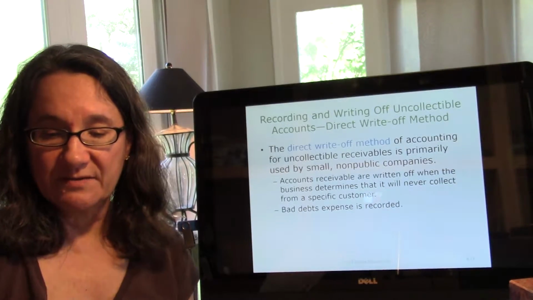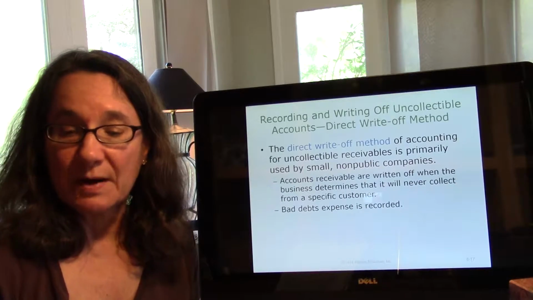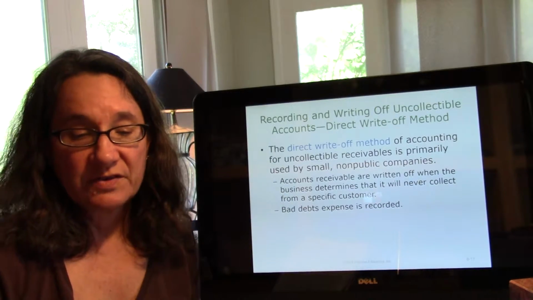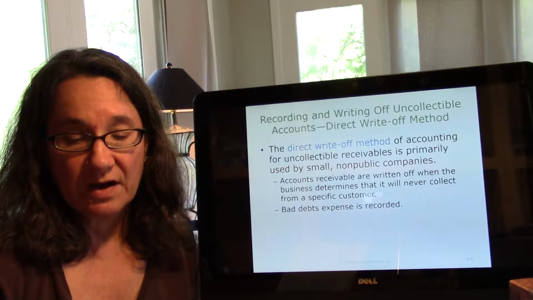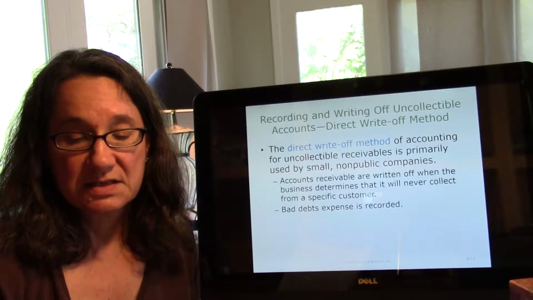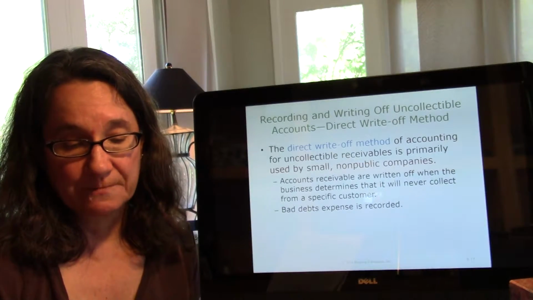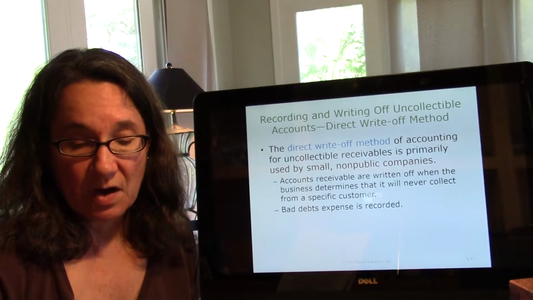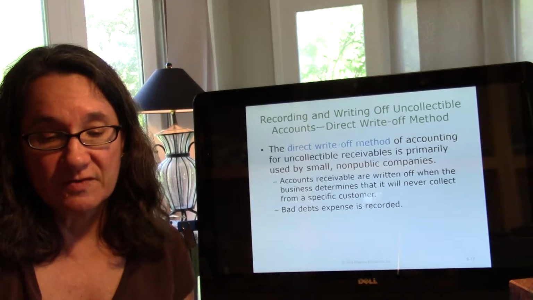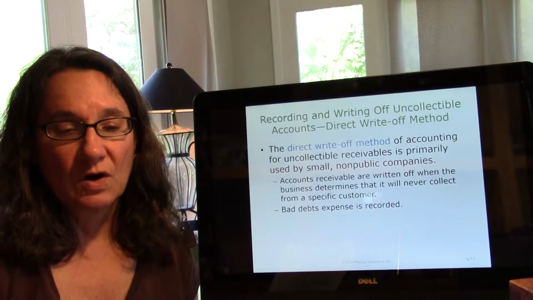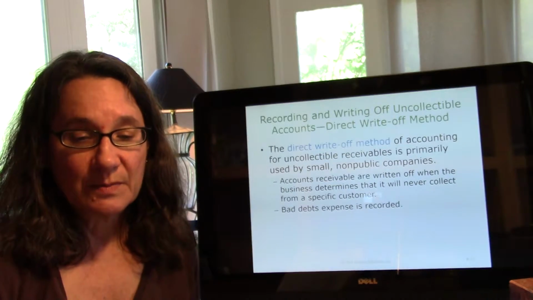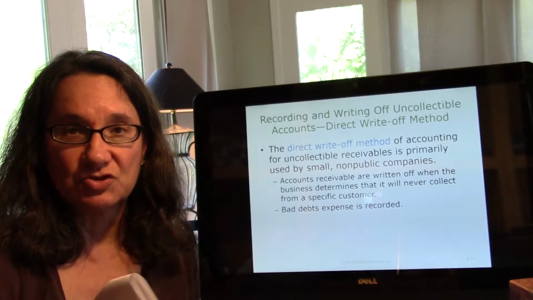The direct write-off method of accounting for uncollectible receivables is primarily used by small, non-public companies. Under the direct write-off method, accounts receivable are written off and bad debts expense is recorded when the business determines that it will never collect from a specific customer. Once an accounts receivable is written off, the company stops pursuing the collection. Some companies might turn over delinquent accounts receivable to an attorney or collection agency to recover some of the cash for the company, but generally, companies do not expect to receive any future payment.